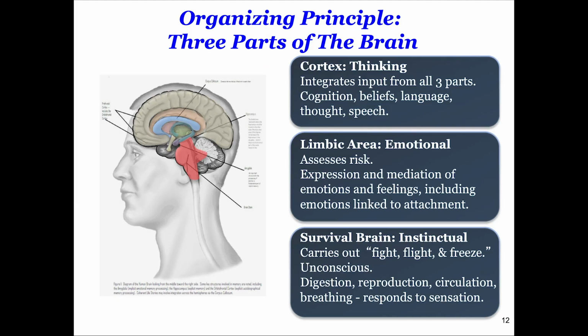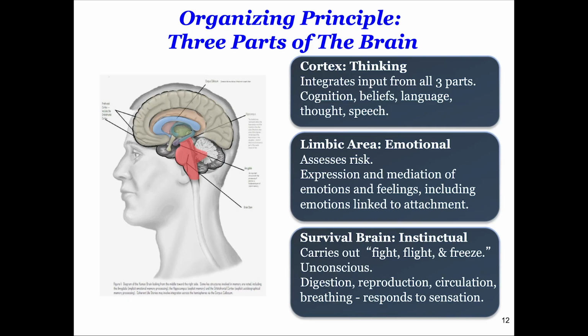Now, when we talk about the brain and the nervous system, there's functionally three separate areas that we talk about. The survival brain is what comes up into the brain, out of the spinal column, into the base of the brain. And the survival brain and those functions are really important for our unconscious processes, things like digestion and reproduction, circulation and breathing, those functions that keep us alive. Now, the mid part of the brain is what we call the limbic system, and that's really the emotional center of the brain. The limbic system assesses risk and is involved in the expression and mediation of emotions and feelings.